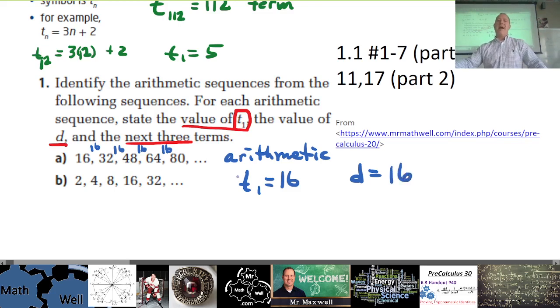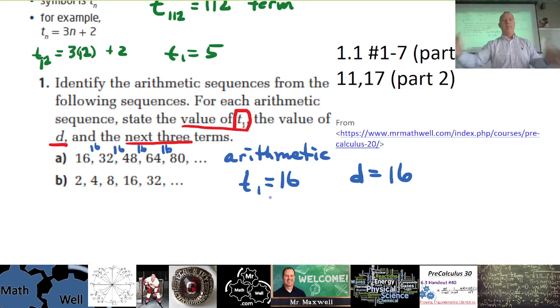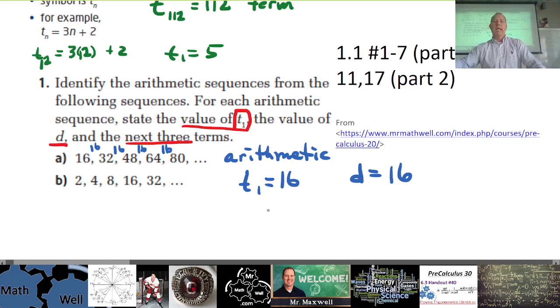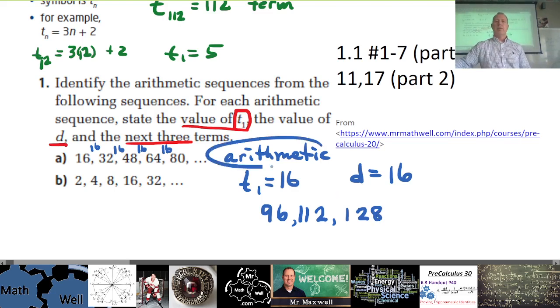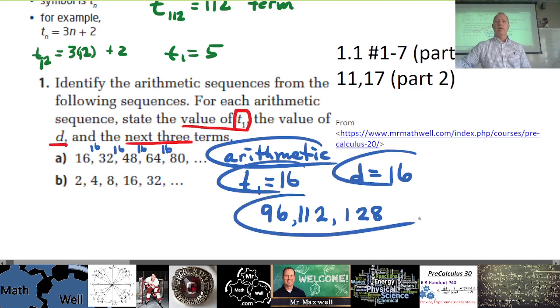Now, the next 3 terms, how can I use all of this information to find the next 3 terms? By adding. Adding what? To 80. Okay, adding the common difference to 80, you'll get the next term. Awesome. So the next 3 terms would be 96, 112, and 128. Does that look right? I think so. Awesome. So it's arithmetic. Here's your first term, there's your D, there's your next 3. That's how you want us to show our work.